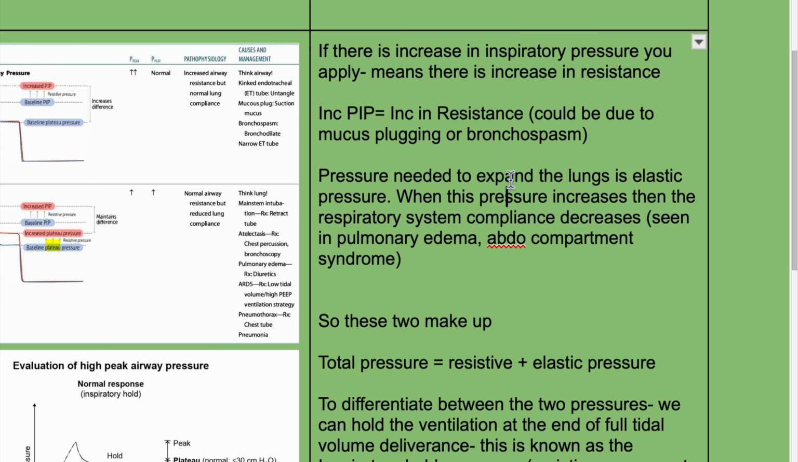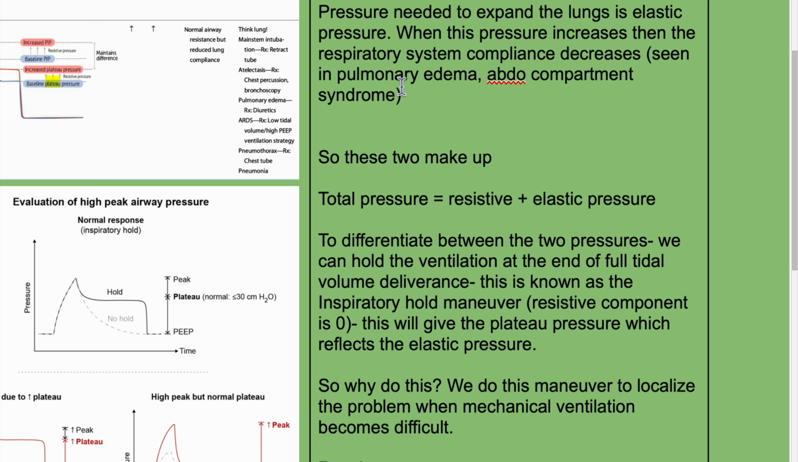Pressure needed to expand the lungs is elastic pressure. Okay, so pressure needed to expand the lungs is elastic pressure. When this pressure increases, then the respiratory system compliance decreases, seen in pulmonary edema or abdominal compartment syndrome. Okay, or any of these. So these two make up total pressure, which is equal to the resistive plus the elastic pressure.